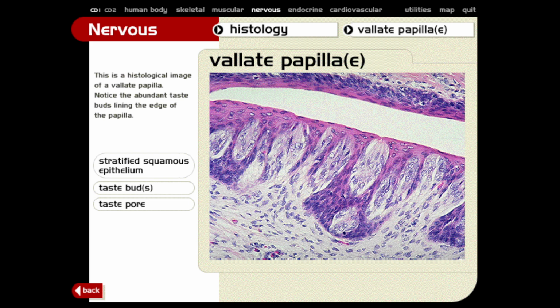This is a histological image of a vallate papilla. Notice the abundant taste buds lining the edge of the papilla.